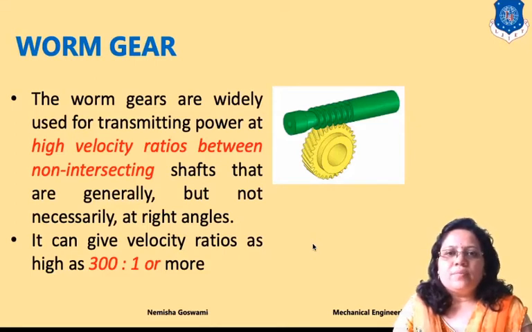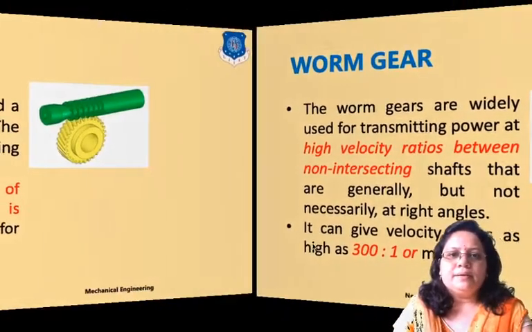First of all, what is a worm gear? Worm and worm gear are used for transmission of power at very high velocity ratio between two non-intersecting shafts. Here you can see in this diagram one element is like a screw element and the second one is a gear. This type of gearing is known as worm gearing, and the velocity ratio is very high in this respect. The velocity ratio is 300 to 1, or it may be increased beyond this limit.